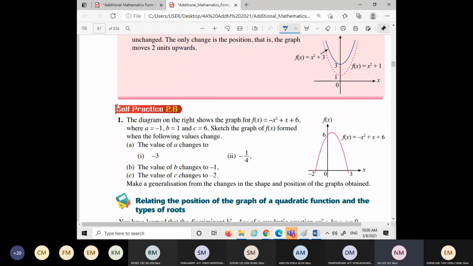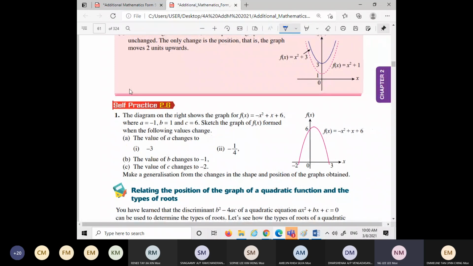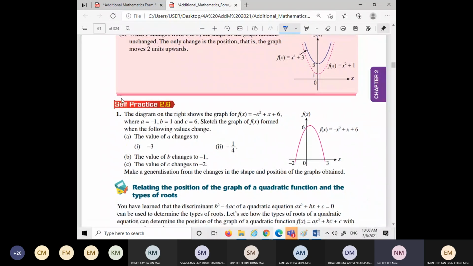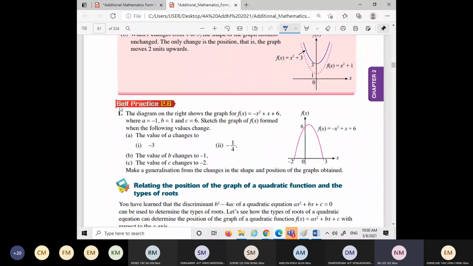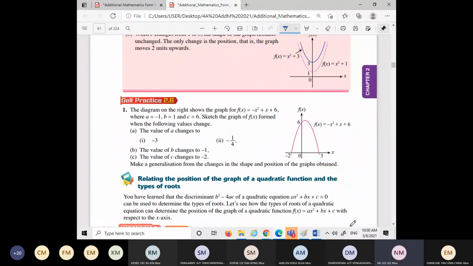One more homework for you. Why cannot? I don't know what happened. Okay, one more homework for you.